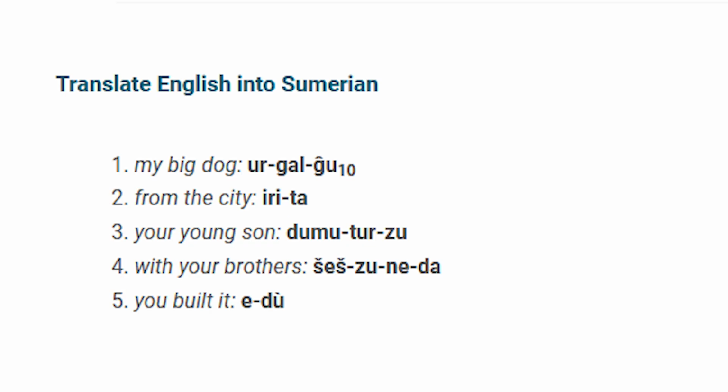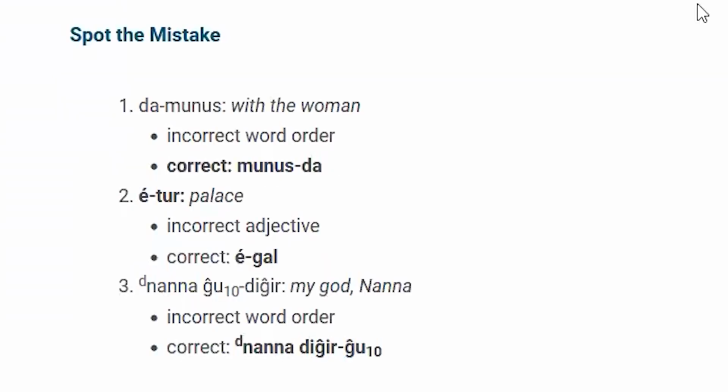1, my big dog, urgalhu. 2, from the city, irita. 3, your young son, dumuturzu. 4, with your brothers, shesh zunida. You built it, edu. Spot the mistake, da munus.